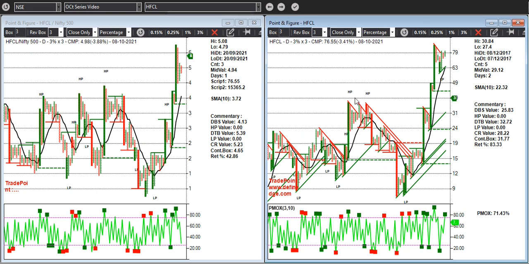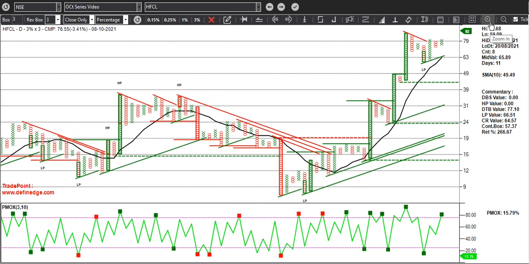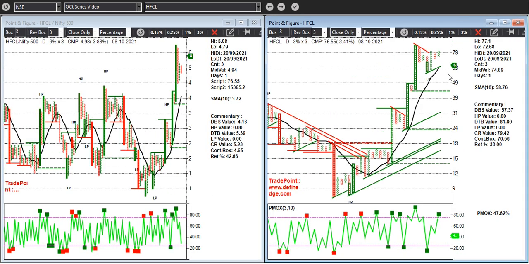here. HFCL. Yeah, so HFCL has given a lot of anchor columns, which means that the stock is in uptrend. We can check the bullishness from the PMOX indicator as well. Okay, now the ratio chart is also above SMA, and it might turn into a column of X when the double top buy is triggered here. So yeah, we can trade this.